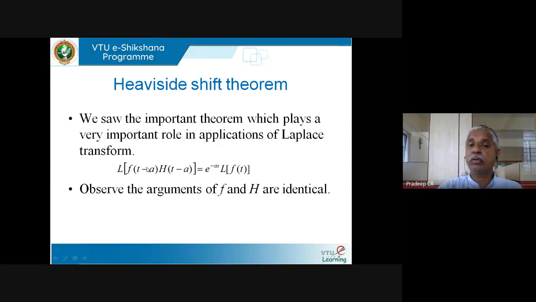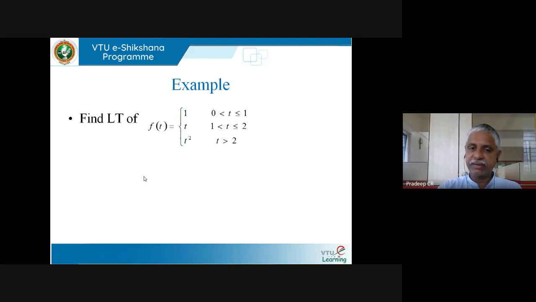We have seen several problems, at least one or two problems in this direction. So let me illustrate this once more. I also promised that I will illustrate a problem where the function has three pieces like this. I want to find the Laplace transform of this function, where from 0 to 1 it is 1, from 1 to 2 it is t, and greater than 2 it is t squared. Let me see, I have 10 minutes, maybe it will not take much time. I will quickly show you how this function looks.